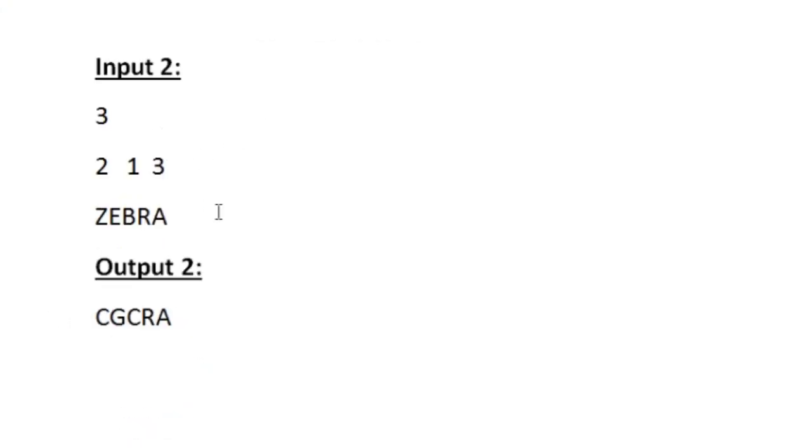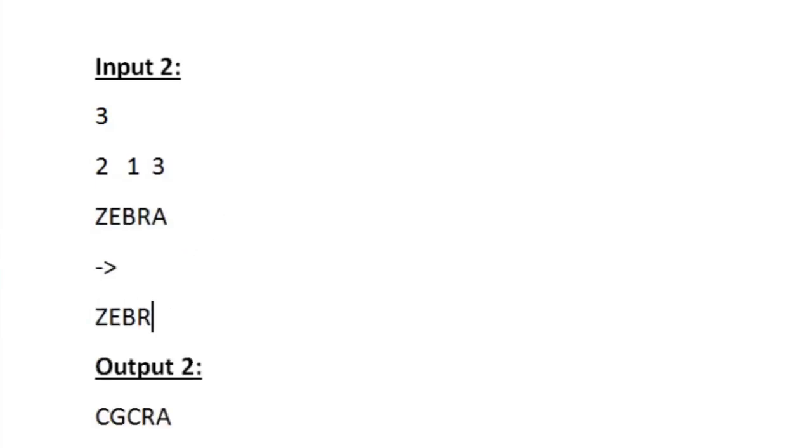Now let us see our sample input 2. Here we are given 3 integers as input and the string zebra. Let us find the output for this. The first integer is 2. So we take the first 2 characters of the string zebra, and the first character is z. z cannot be incremented because it is the last letter in the alphabet. So whenever the character is z, we have to be cyclic. The next character for z should be considered as a. So z will be updated to a and e will be updated to f.